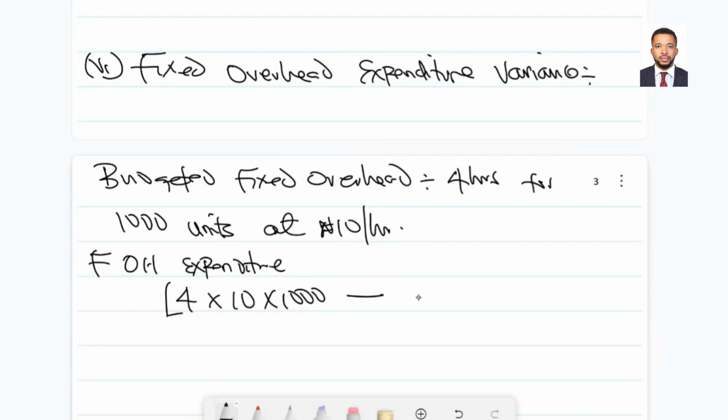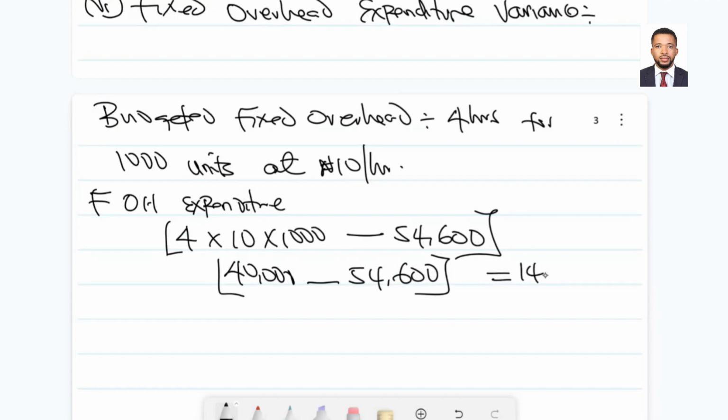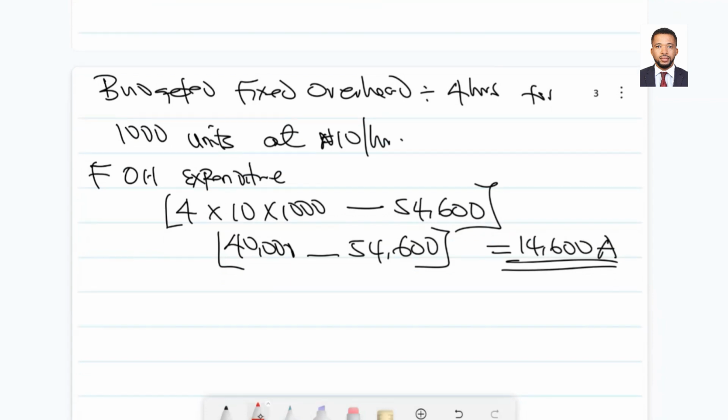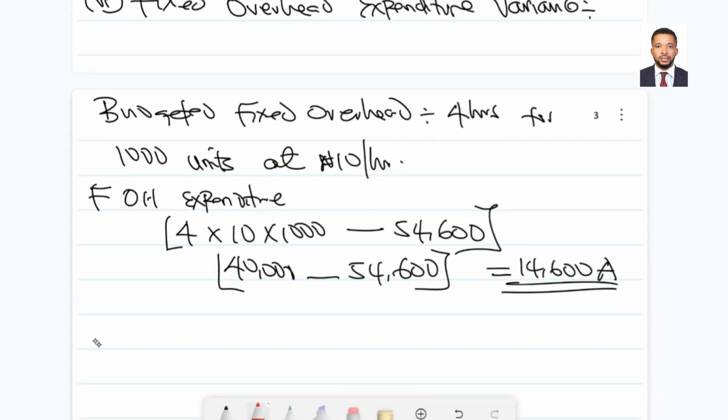54,600. How much did you spend eventually? 54,600. So this is 40,000, yes. 40,000 minus 54,600. That's 14,600. Is it adverse? Adverse. What's the next one? Fixed overhead capacity.